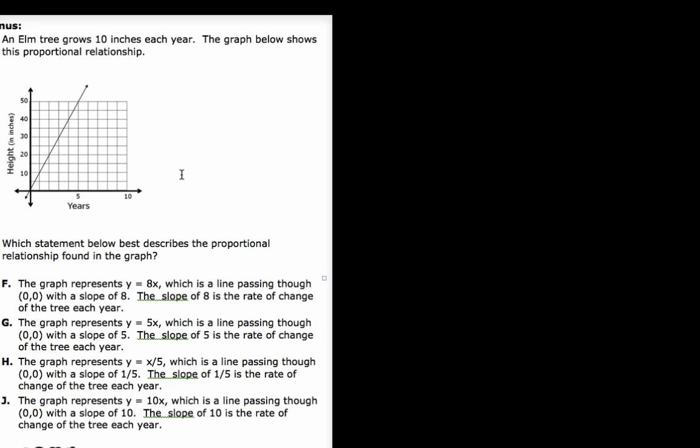For J, the graph represents y equals 10x, which is a line passing through 0, 0, with a slope of 10. The slope of 10 is the rate of change of the tree each year. Pause the video. Don't forget to check your work, all of your work, all the steps. Show everything that you possibly can.